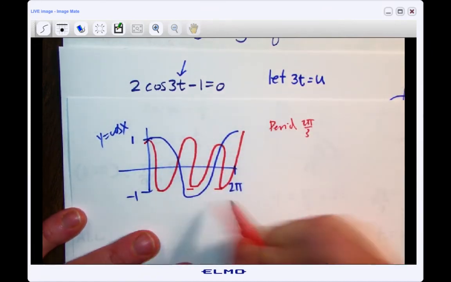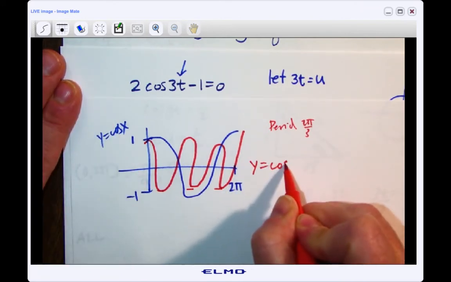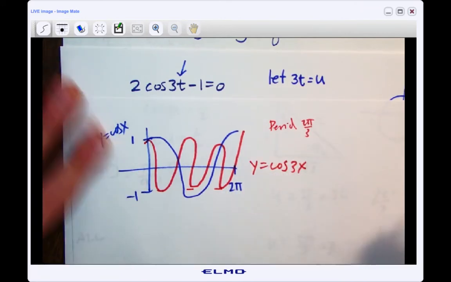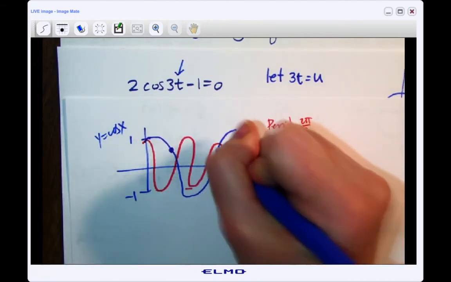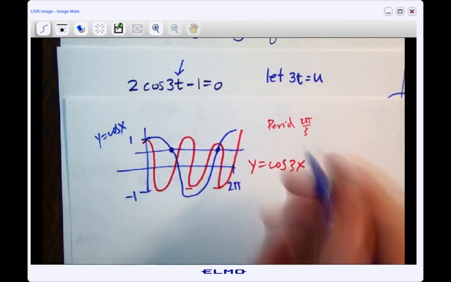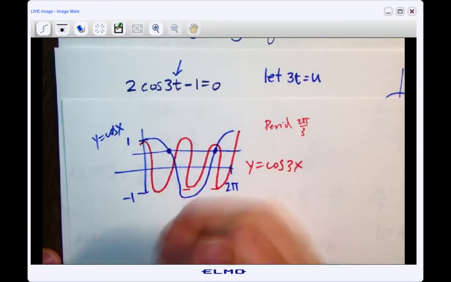So let's pretend again that that's beautiful. And this one is y equals cosine 3x. If you notice, between 0 and 2 pi, usually this has 2 places that have the same output, the blue one, right? Between 0 and 2 pi, because the period for cosine is 2 pi. But with cosine 3x, well, look at what happens.